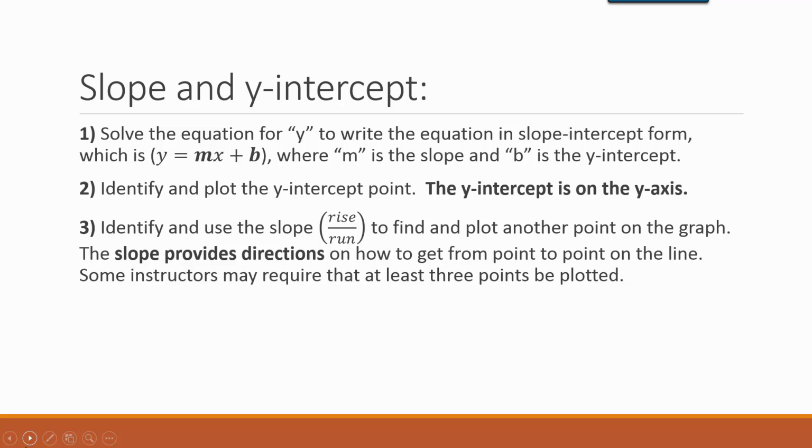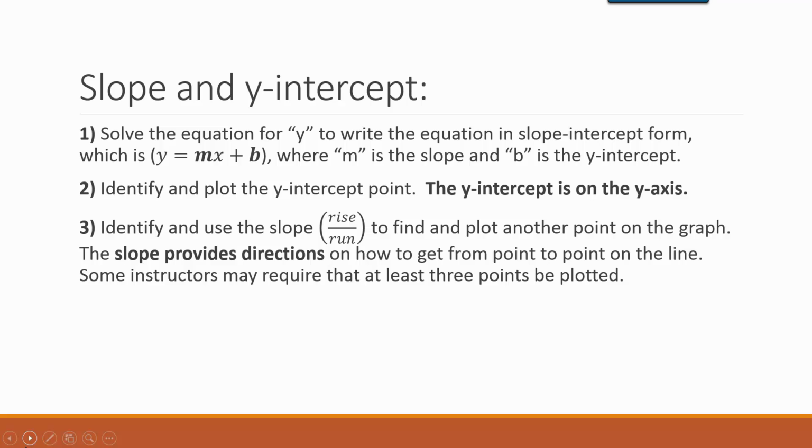So our third step would be to identify and use the slope in the form of rise over run to find and plot another point. And we can continue to use the slope to plot however many points we want to plot. So if we wanted to plot 3 points, we could use the slope again, that pattern. If we wanted to plot another point, we could use that pattern again from each point that we plot.